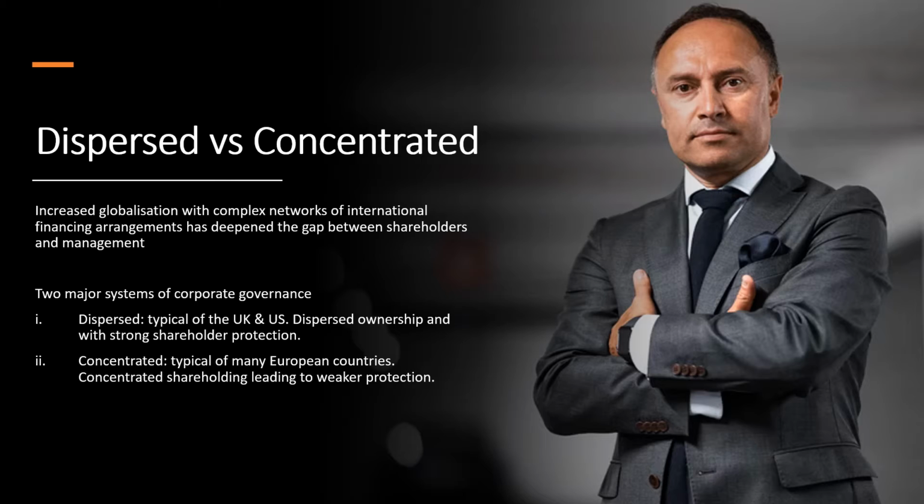Of course, there's some crossover, of course, there's some blurring of the lines, but we see corporate governance structures in two different ways. Number one is the dispersed, which involves dispersed ownership of shares with strong shareholder protection. That's what you see in the UK and the US. The other system is concentrated, typical of many European countries, where you have concentrated blocks of powerful shareholders. They can be individuals but more commonly, there are families, and that is characterized by weaker protection for minority investors.